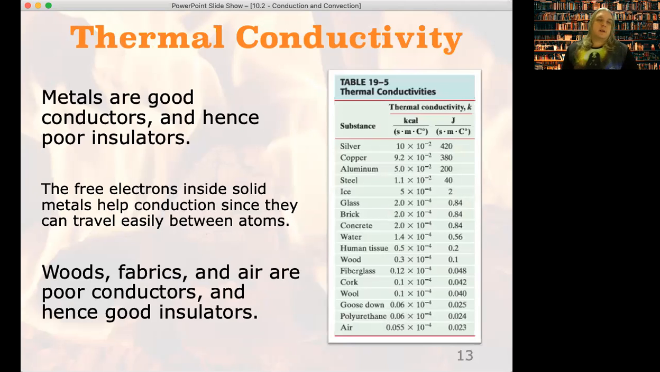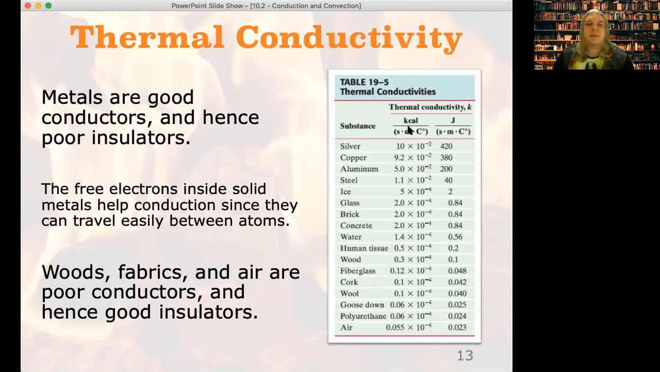Metals in general are good conductors, and so they are poor insulators, whereas things like woods, fabrics, and air are poor conductors and therefore good insulators. As a little note, it's the free electrons inside metals that actually help conduct thermal energy very quickly through metals, because the electrons are free to move around between the atoms that make up the metal. That means that they can take some of that kinetic energy and move it quite quickly from one atom to another atom. So the electrons help that process. It's one of the reasons that they're good thermal conductors, and of course those free electrons are also the reason they're good electrical conductors. This table of thermal conductivities here just gives us some examples.